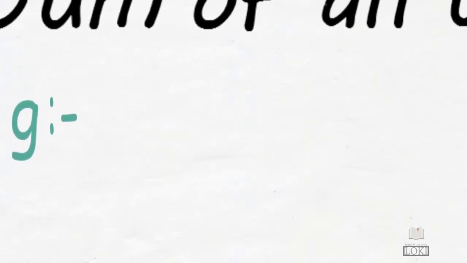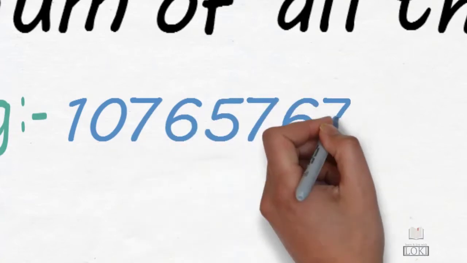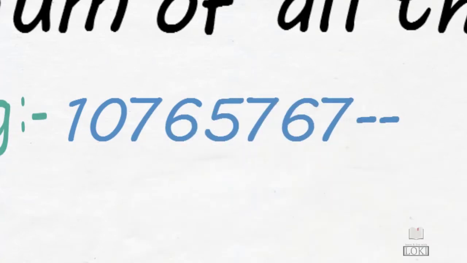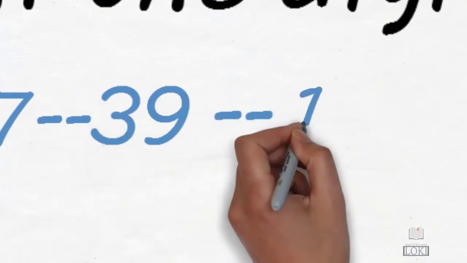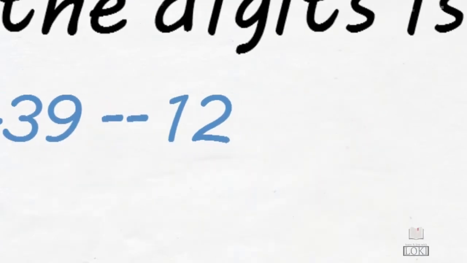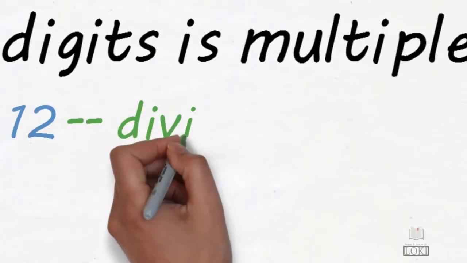Here is the first number. If we add all the digits in the first number, we get 39. And if we add the digits of 39 again, 3 plus 9 gives 12. 12 is a multiple of 3. 3 fours are 12. That's simple. So we can say that the whole number is divisible by 3.